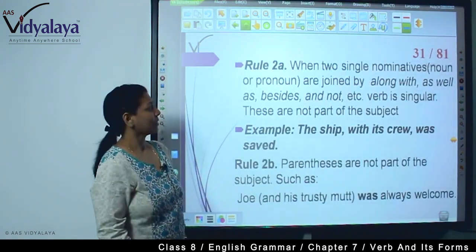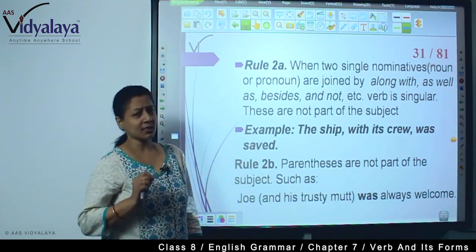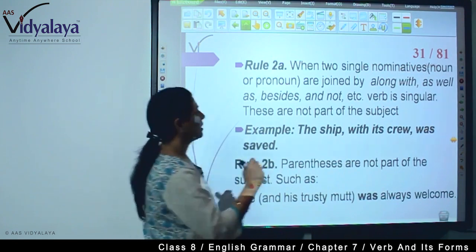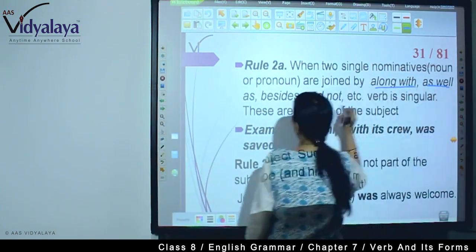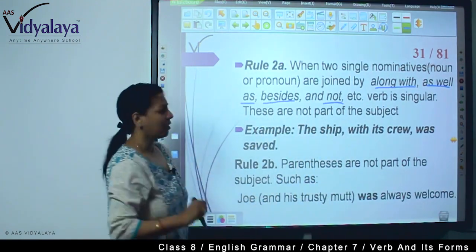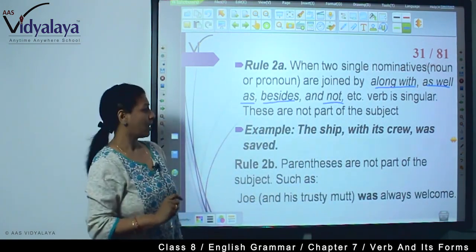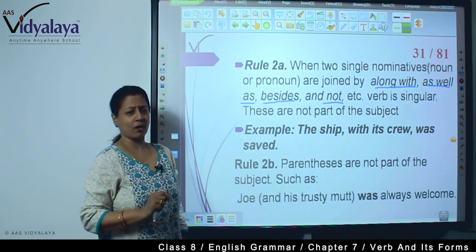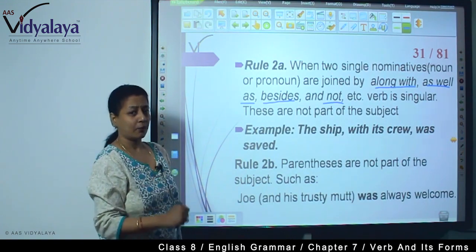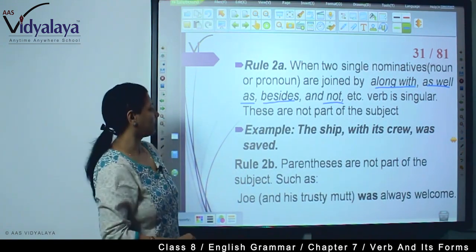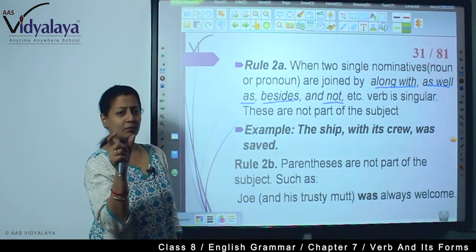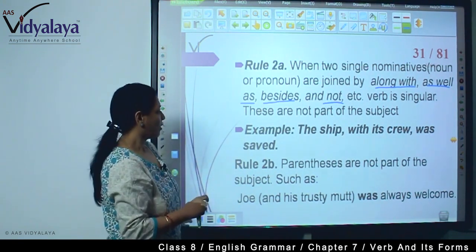Rule 2a. When two single nominatives, noun or pronoun, are joined by "along with," "as well as," "besides," "not," etc., the verb is singular. Always remember, you may say there are two subjects here, two objects there, but your verb is always singular, because those are not a part of that subject. These have been added to that.